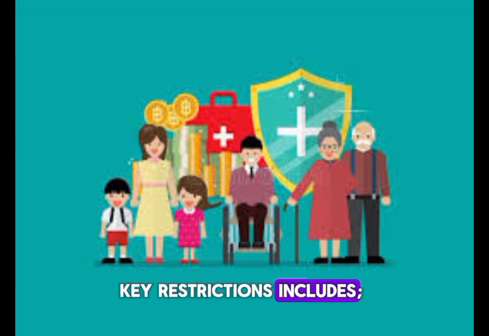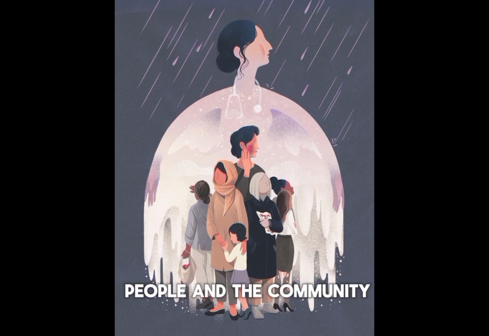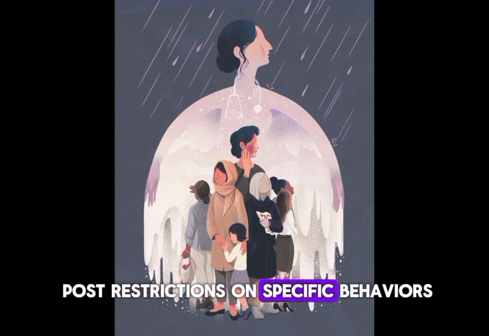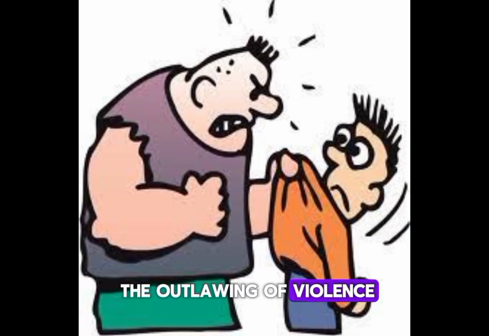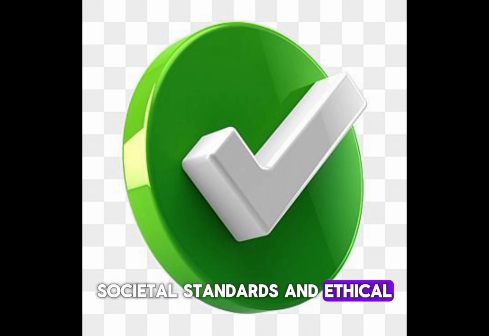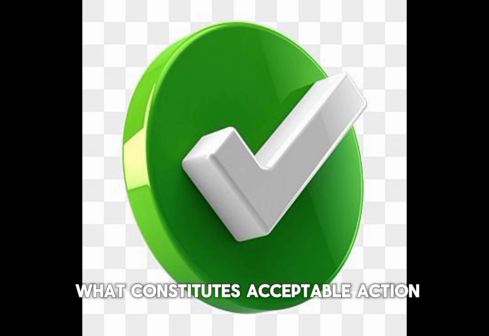Key restrictions include: 1. Legal constraints. To protect people and the community, laws and regulations impose restrictions on specific behaviors. Examples of these include the outlawing of violence, stealing, and other actions that cause harm to others. 2. Moral and ethical boundaries. Societal standards and ethical considerations can restrict freedom by putting expectations on what constitutes acceptable action.